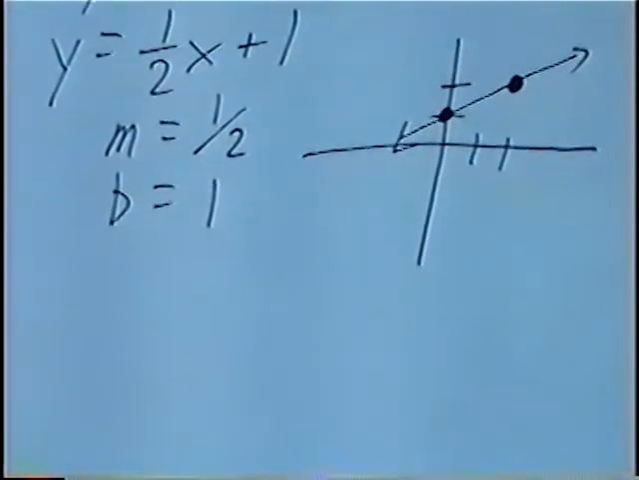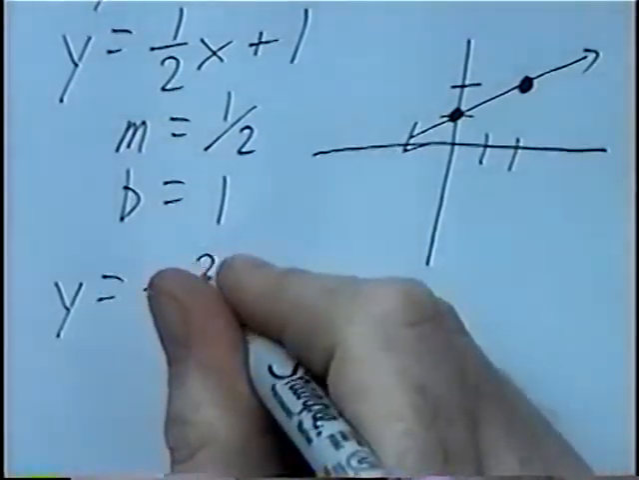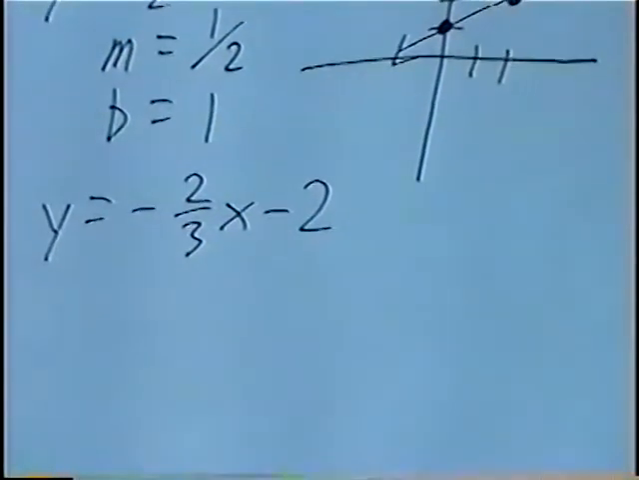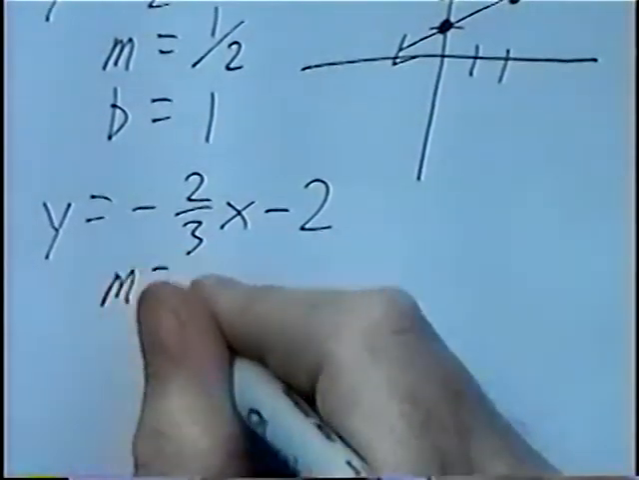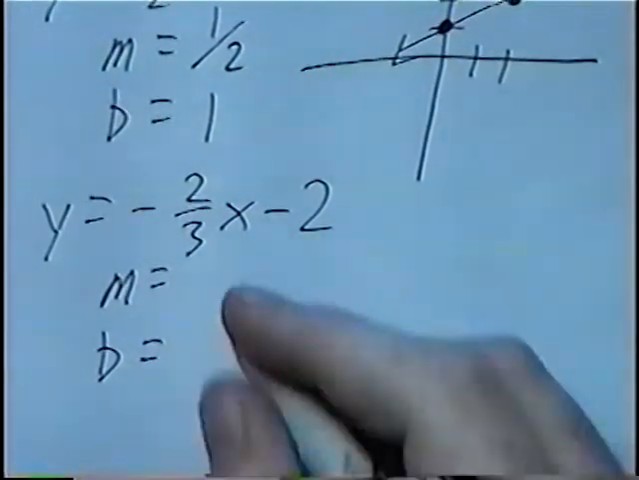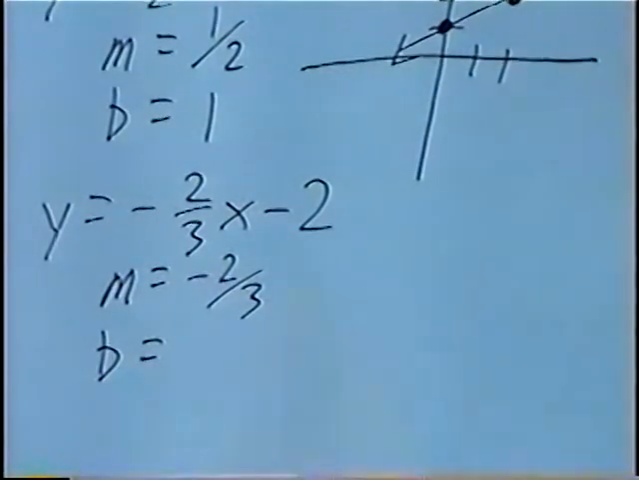Second equation for the section, y equals -2/3 x minus 2. Same steps, m equals and b equals. M the slope, number in front of x, is -2/3, and b the y-intercept is -2.